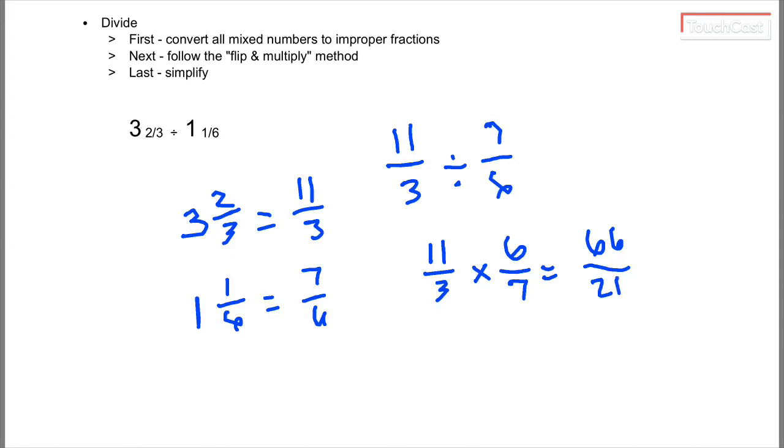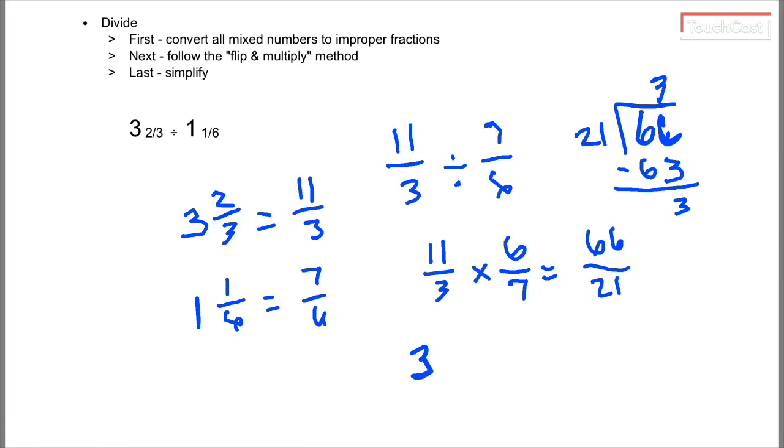Again, we have an improper fraction, so we have to do our dividing. 66 divided by 21. 21 goes into 66 3 times. 63. We subtract. We have a remainder of 3. That becomes 3 3 over 21. We can simplify that to 3 1/7. We divided both of these numbers by 3. And that is our final answer.